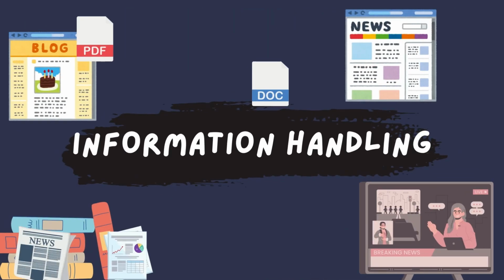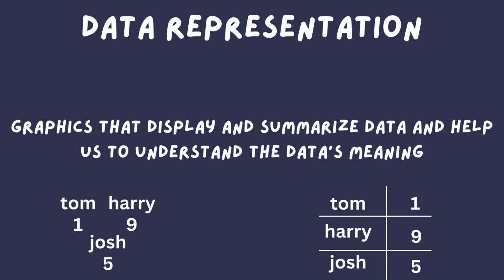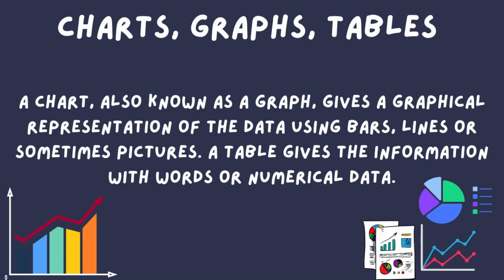And finally, the last branch of mathematics, which is information handling. Data representation, graphs that display and summarize data and help us to understand the data's meaning. Charts, graphs, tables. A chart, also known as a graph, gives a graphical representation of data using bars, lines, or sometimes pictures. A table gives the information with words or numerical data.